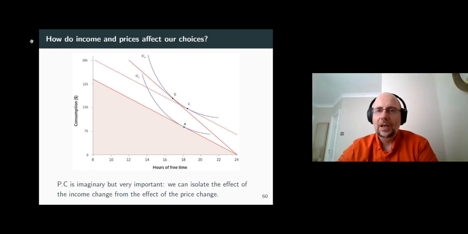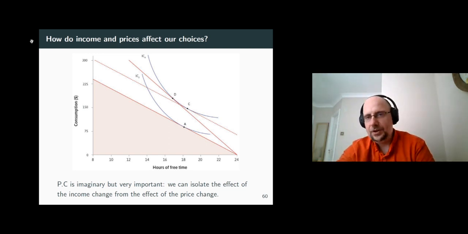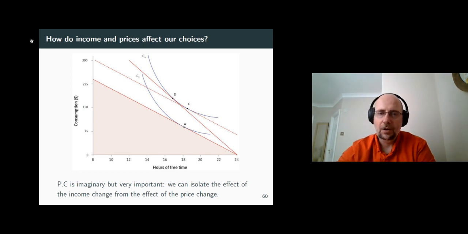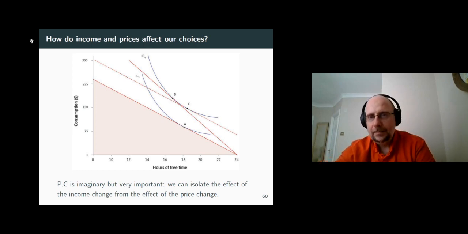Let's do a mental exercise. What if our consumer faced the old prices, but is already at her new indifference curve? Again, old prices, new indifference curve. What will this give us? It will tell us that if prices didn't change, but only income has changed, the consumer will be choosing point C. Why is that?